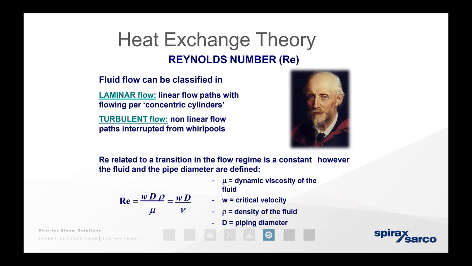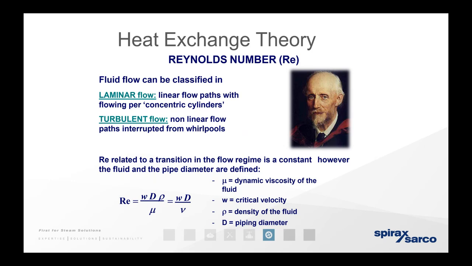So we can classify flow into two different types. As we said, laminar or linear flow has paths within a flowing fluid in concentric cylinders. So these are all based on a cylinder design, a tube, a pipe. And turbulent flow is non-linear, it's not straight, interrupted by whirlpools and various different currents in there. So RE is related to the transition in the flow regime. Effectively, it's the transition between laminar and turbulent flow.